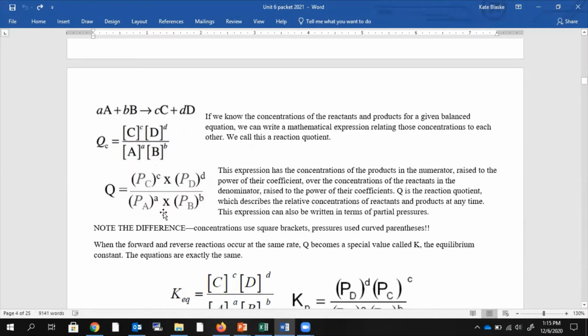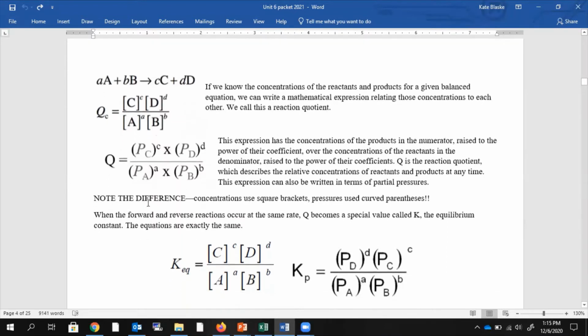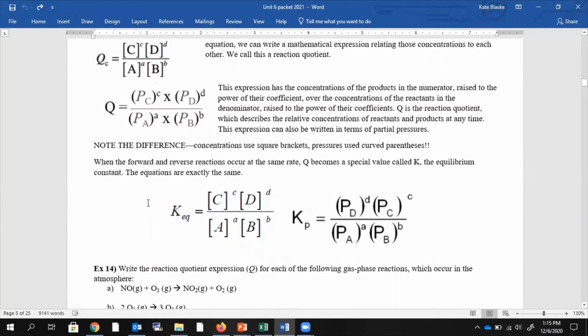Big difference, and this is something important that will get you counted off on questions. If you're talking about concentration, about molarity, you need to use square brackets. If you're talking about pressure, you need to use parentheses, the rounded brackets. If we know we are not at equilibrium, then we use that exact same mathematical representation of products over reactants raised to the powers of their coefficients. But if we know we are at equilibrium, then we use a value called K, or the equilibrium constant. This is not lowercase k from kinetics. This is a capital letter K for equilibrium constant.